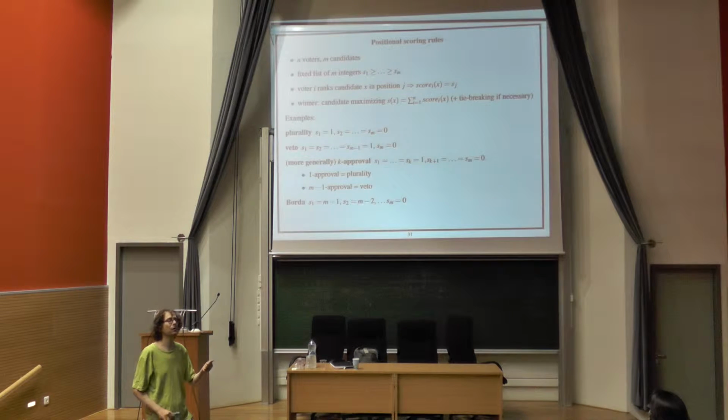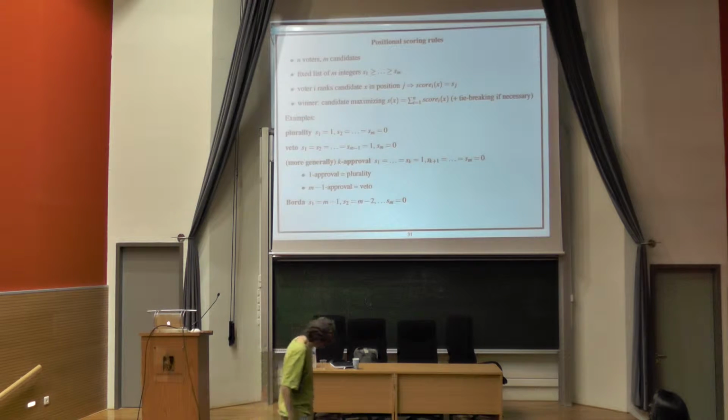A candidate gets a point every time a voter does not rank him last. You see? He gets 0 points if he is ranked last by a voter, and 1 point in all other cases. It means that the veto winner maximizes the number of voters for which it is not the worst candidate. Is that clear? Okay.